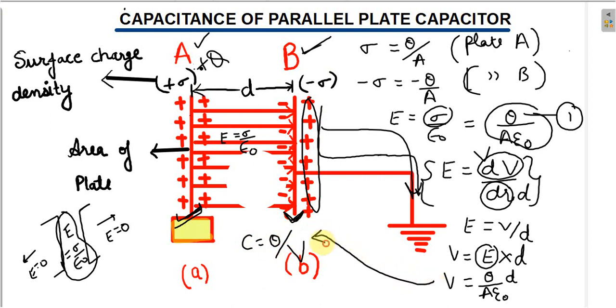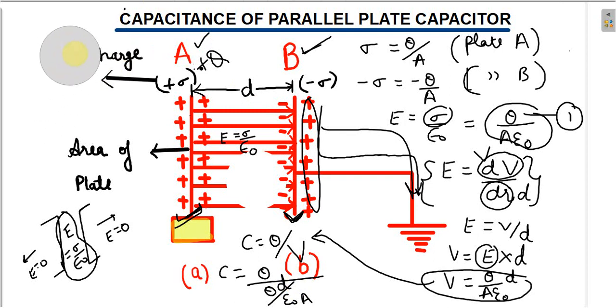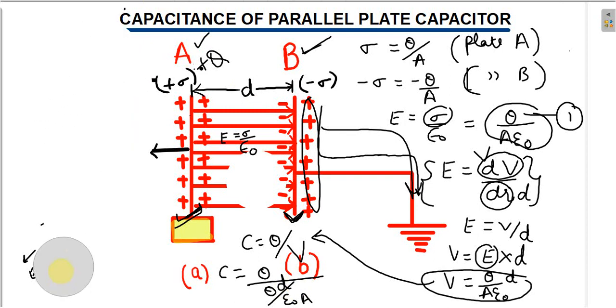After substituting, you will get Q as it is. What is your V? From here you have to substitute the value of V. Your V is Qd by epsilon naught A. So now further we will write the value for this and we will get the final expression.